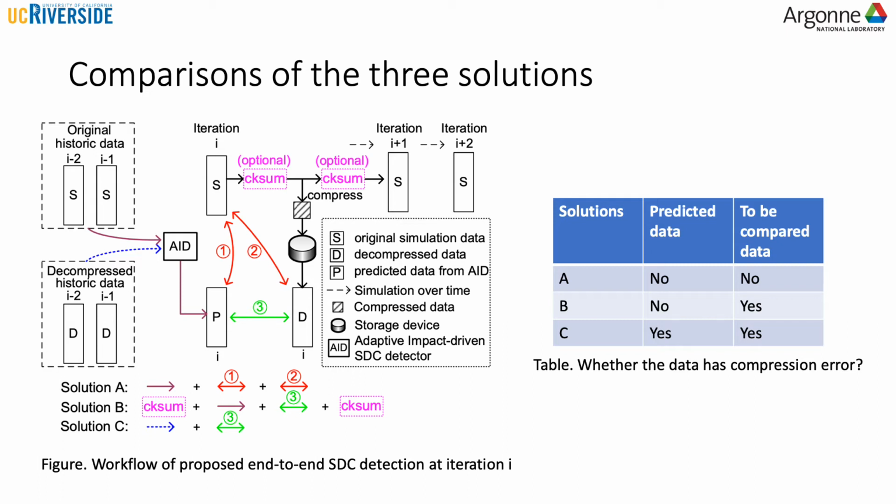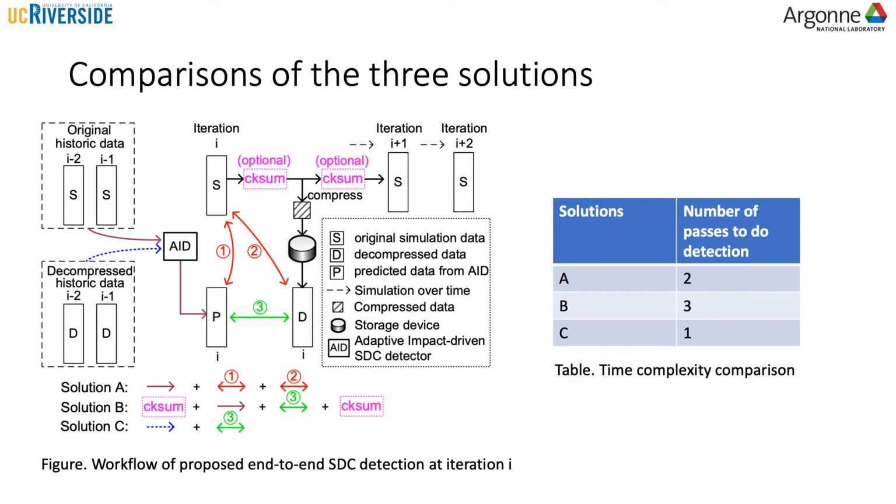As for the data to be compared with the predicted data, solution B and C will both be impacted by compression error because they use the decompressed data of the simulation, while A uses the original simulation data to compare with the predicted data. Intuitively, more compression error should imply less accuracy of the SDC detection solutions.